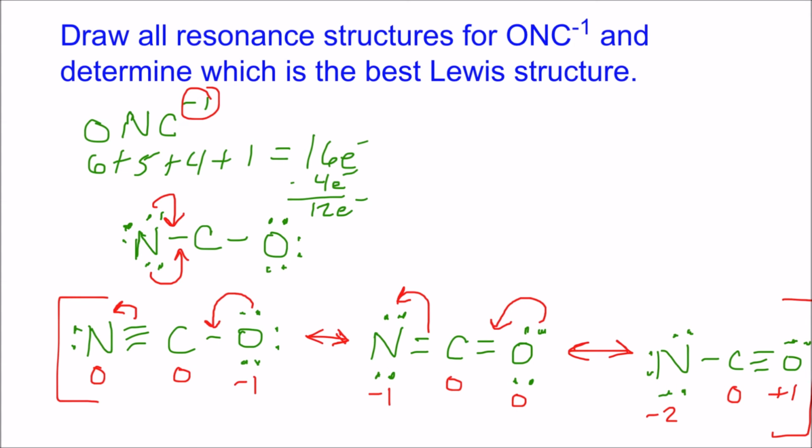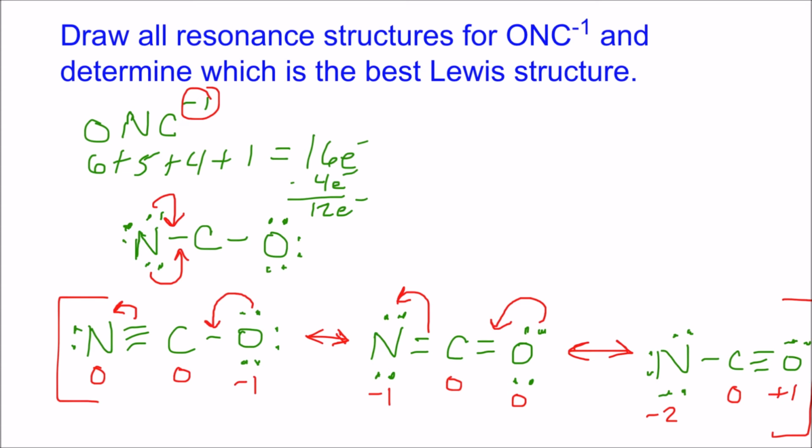Okay? So now we need to decide what's the best Lewis structure. Alright, that's the second part of the question. So the first determination is that they all have their octets met. And every one of these resonance structures does have an octet met. So we move to the next one.